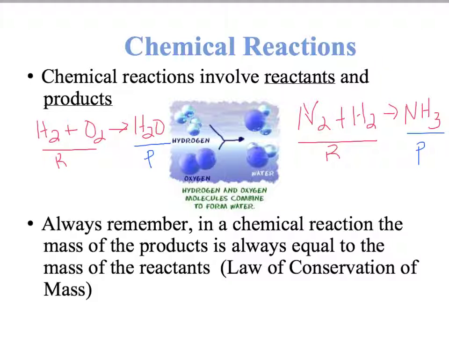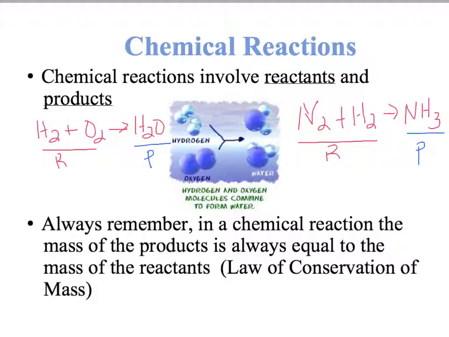So what you have to also remember is that in a chemical reaction, the mass of the products is always equal to the mass of the reactants. So that is the law of conservation of mass, and you learned about that in physical science, meaning the way I describe it is whatever's on the left has to be on the right. So you would have to balance it.